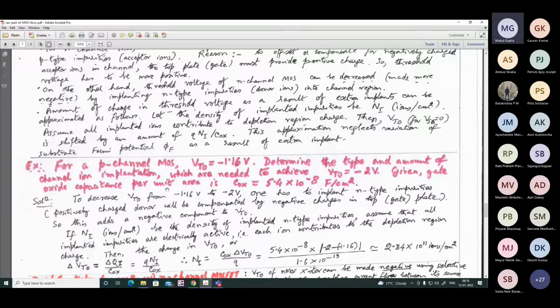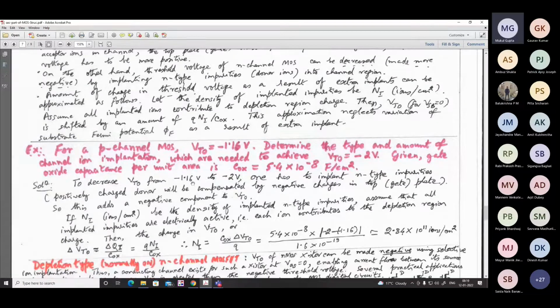Given the gate oxide capacitance per unit area is 5.4 into 10 to the power minus 8 farad per centimeter square, we are asked to calculate the amount of channel ion implantation necessary to achieve VTO equal to minus 2 volt. That means a change in magnitude by 0.84 volt. You can easily calculate it from minus 1.16 to minus 2 volt. So delta V equals 0.84. The other requirement is to find Ni, that means how many ions per centimeter square need to be bombarded into the channel.